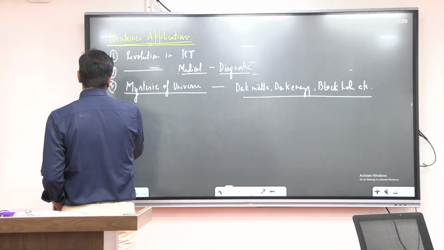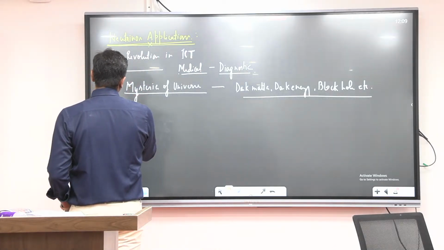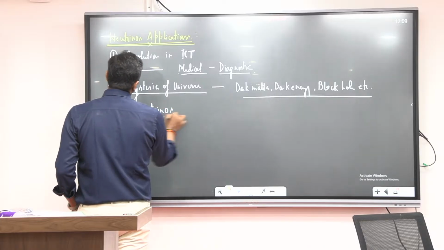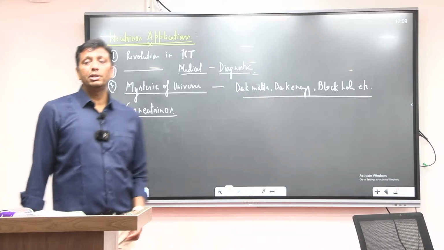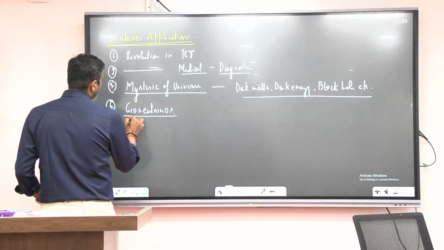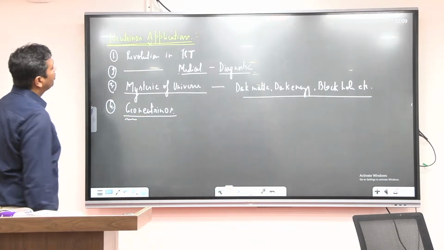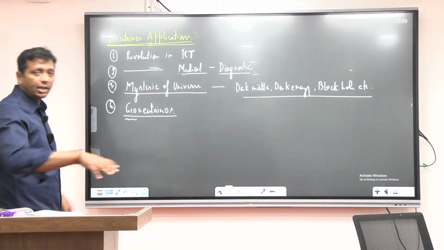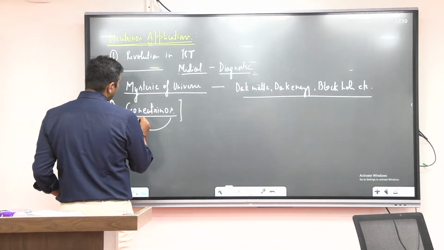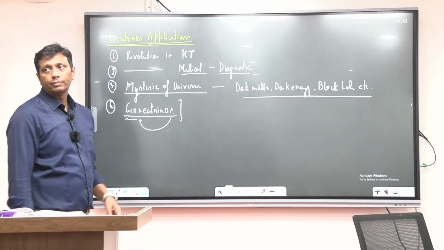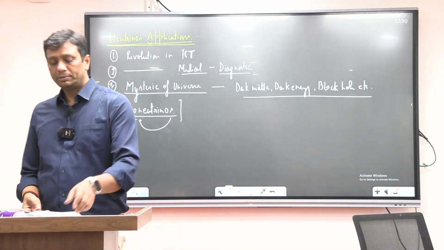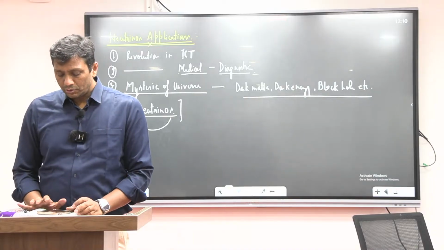Next one, guys. Neutrinos are also helpful in geoneutrinos. The fourth application of neutrinos I am telling you in reference to geo. Geo means earth or rock. Actually, neutrinos can penetrate rock, guys, and can go deep into the rock. So neutrino study is also useful in the study of deep rock.